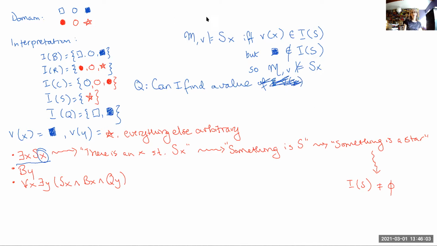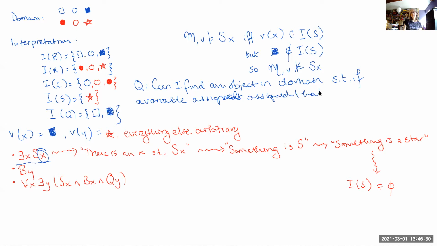let me find a nicer way of saying it. Can I find an object in my domain such that if a variable assignment assigned that object to x, then s of x would be true?